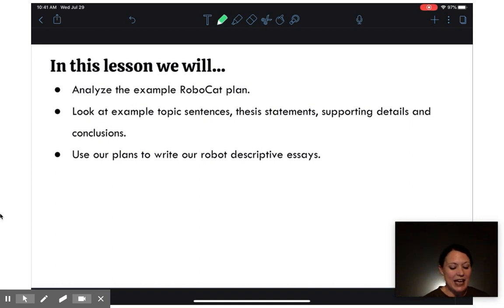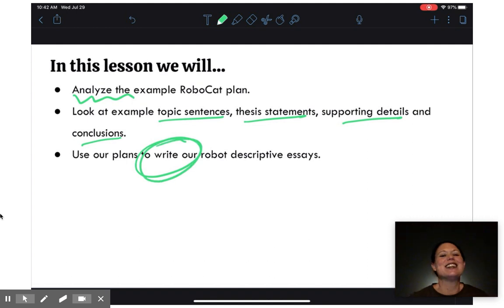time and analyze our plans, right? Make sure we really understand what it is we want to put in our essay. Then we're going to look at some example topic sentences, thesis statements, supporting details, and conclusions. Again, so that first draft is really solid with all of those different parts of our essay. And then finally, we are going to write our robot descriptive essays.